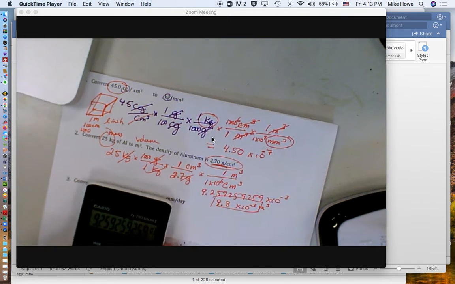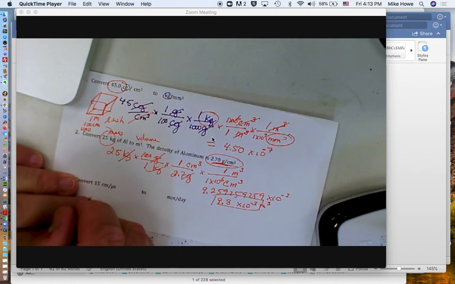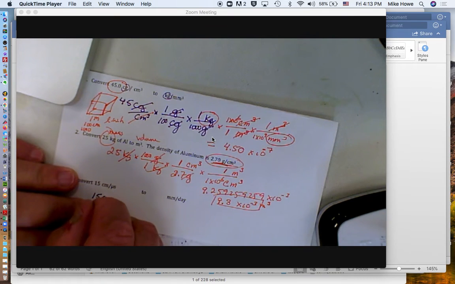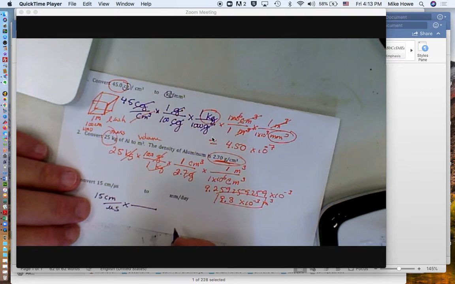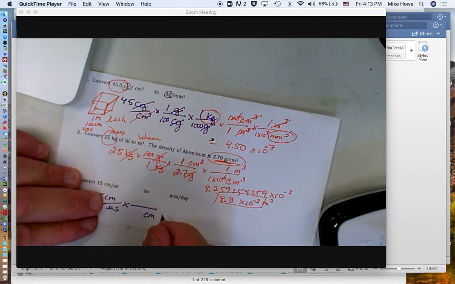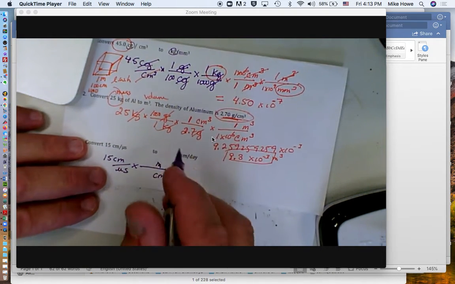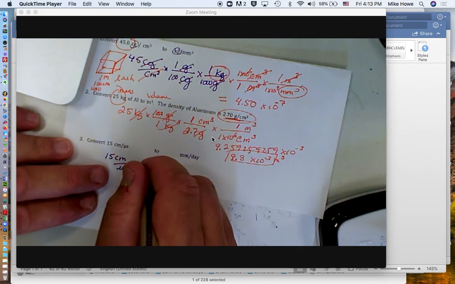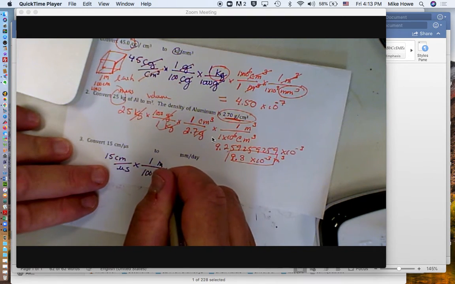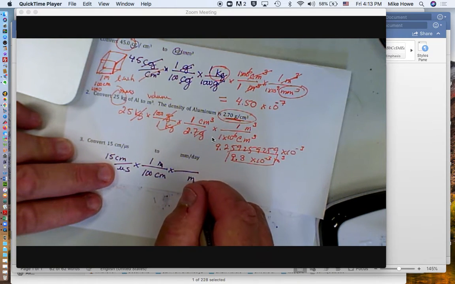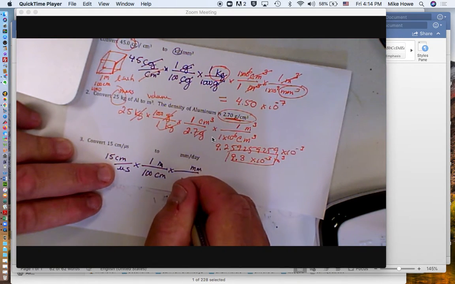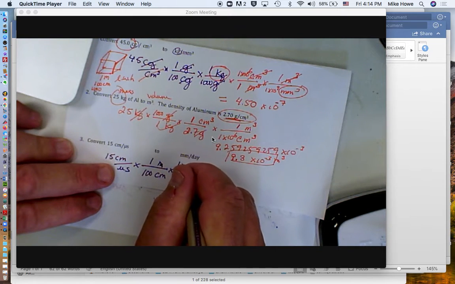Third problem. So you've got 15 centimeters per microsecond. I want to get rid of centimeters, so put them down here. I'll pretend you don't know how many millimeters are in a centimeter, but you should know the relationship between meters and centimeters because that's on the things list, and I expect you to know the things list. So 1 meter, 100 centimeters. Okay, we want to go to millimeters. So put meters down here, put millimeters on the top, and of course the things list said that 1 meter is 1,000 millimeters.